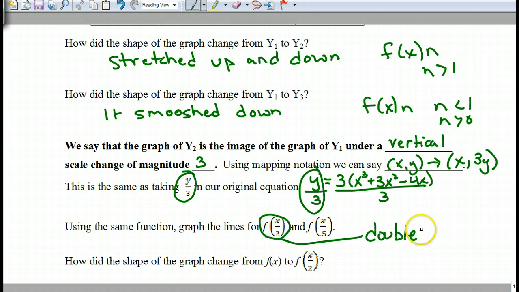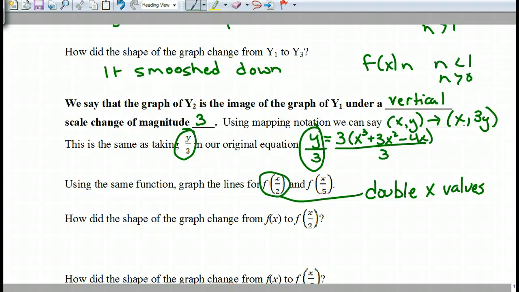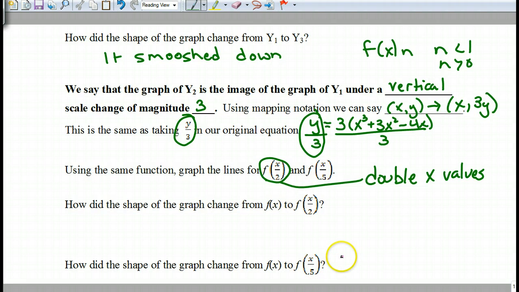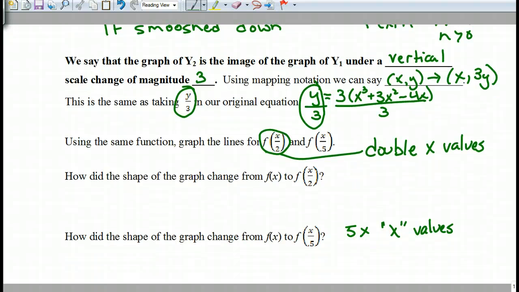Can't we just put it in our calculator? Yeah, but okay. All right, so this was doubling the x values. And this one is doing what to the x values? Quintuples. Times by 5. All right. That's a 5.